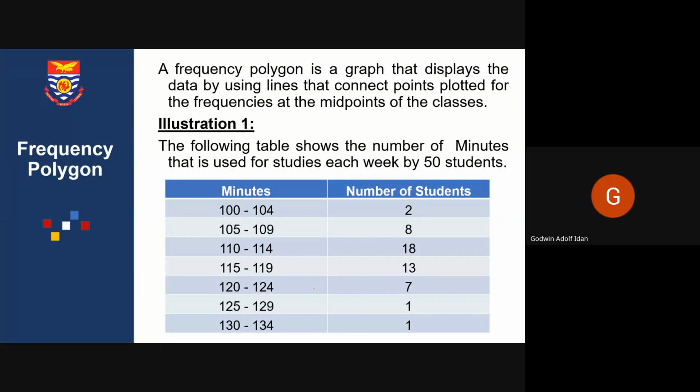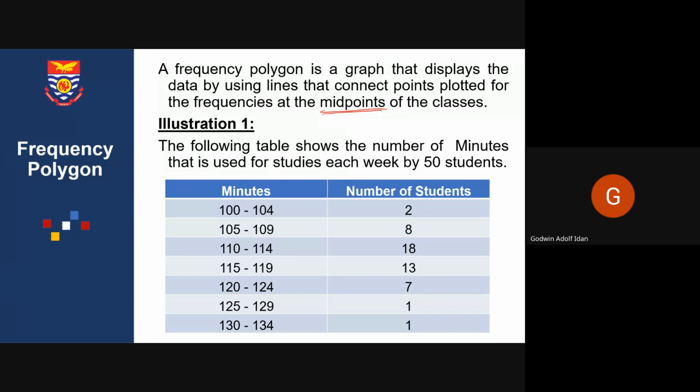Now let's look at the frequency polygon. Now, unlike the histogram as well as the bar charts, when we have the frequency polygon, we are interested in the class midpoint. We plot the midpoint against the frequencies, so that we have a graph with the coordinates of the midpoint and the frequencies, and then we plot them accordingly.